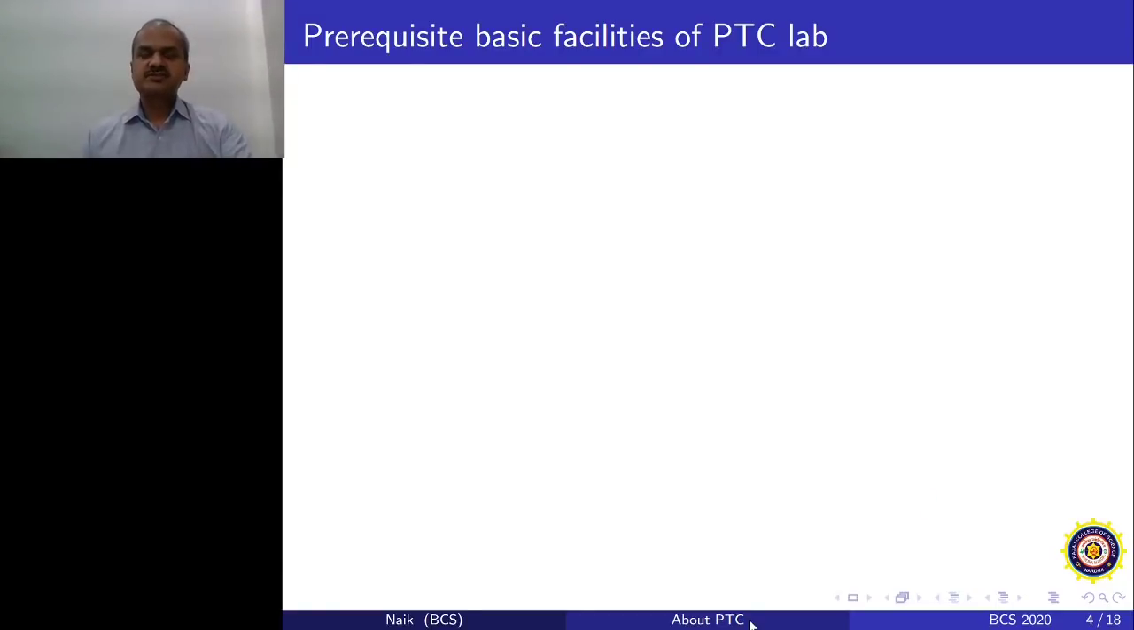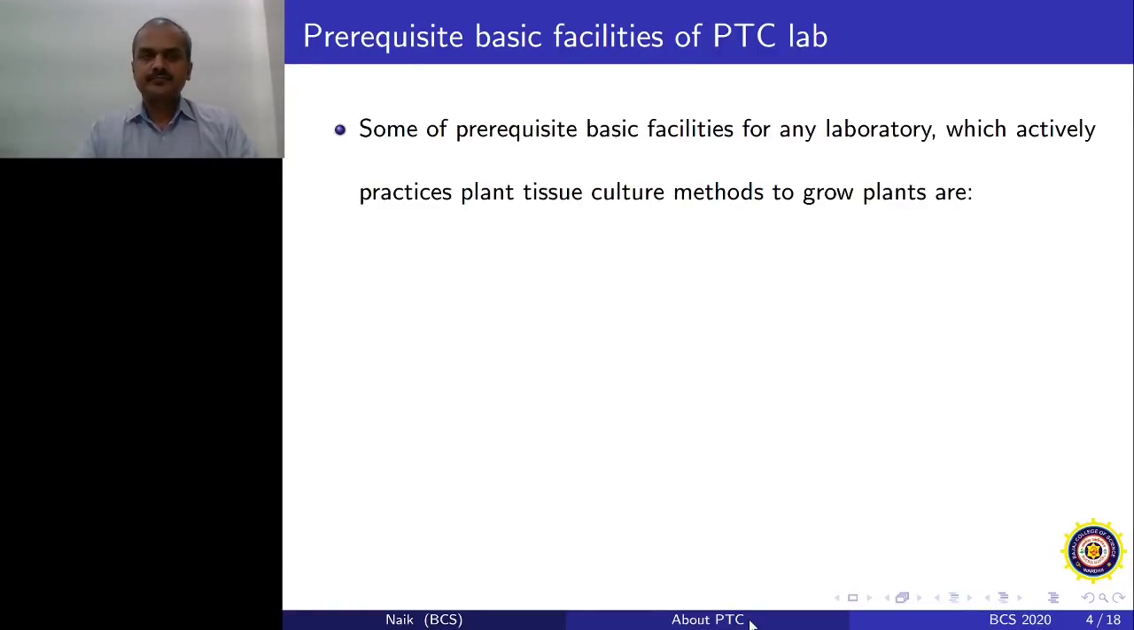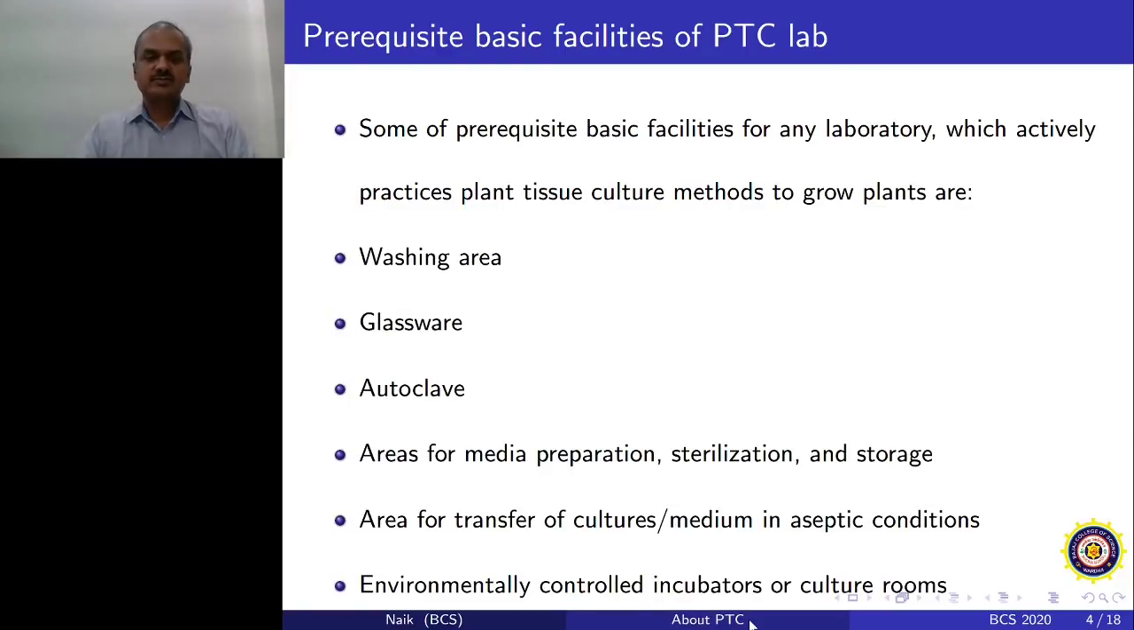Let us see the prerequisite basic facilities of a PTC lab. Some prerequisite basic facilities for any laboratory which actively practices plant tissue culture methodologies to grow plants under in-vitro conditions are, for example, a washing area, glassware, an autoclave, areas for media preparation, sterilization and storage, an area for transfer of cultures or transfer of media in aseptic conditions, environmental control incubators and culture rooms. So these are some of the prerequisite basic facilities for a plant tissue culture lab.